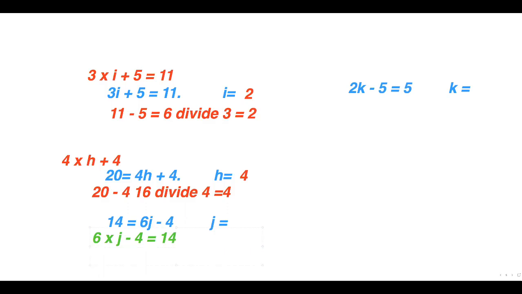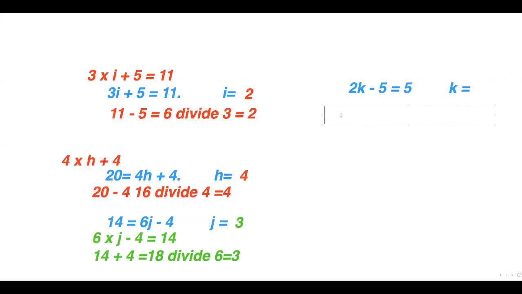So what we are going to do first of all is 14 plus 4. This time we're going to plus, because here we have minus. So 14 plus 4 gives us, well done, 18. And we're going to do 18 divided by 6, which is 3. So j equals 3. So we do 6 times 3 is 18, 18 minus 4 gives us 14. So let's try the next one.